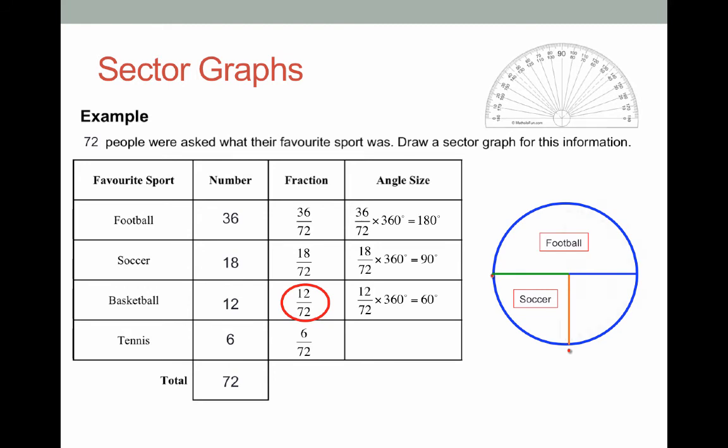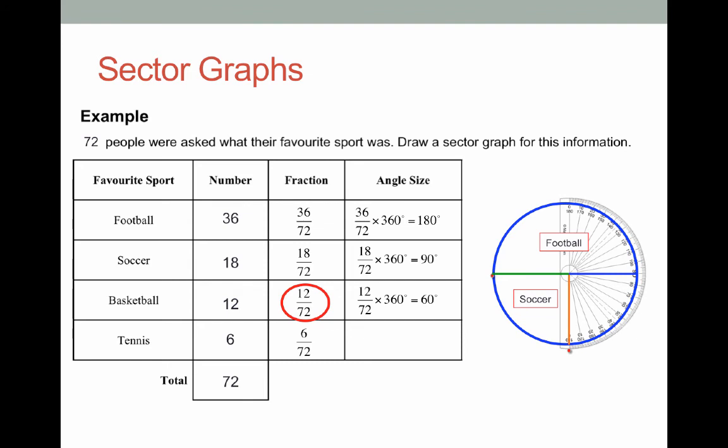I'm going to get my protractor and I'm going to move it down to my circle again. And again, I'm going to start from 0 degrees on the inside numbers. So I need to go up to 60 on the inside numbers. And I'm going to put a dot at the edge of my protractor. I'm now going to draw a line in from the center towards my 60 degrees.